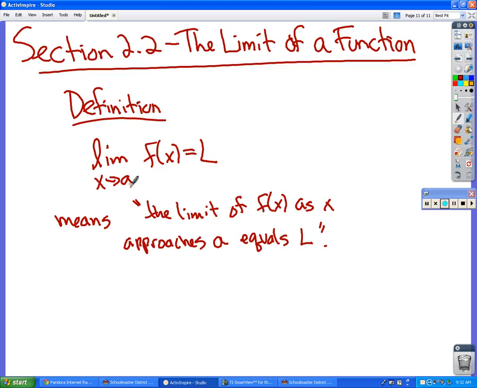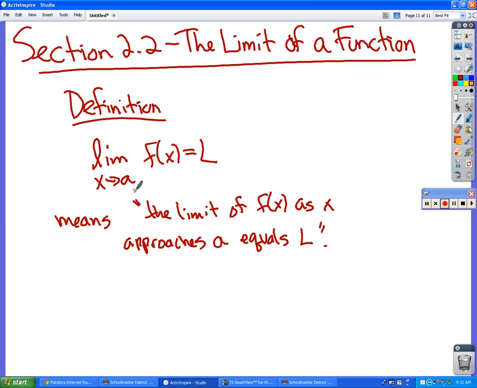So, and then this is the number that X is approaching. So in the last problem we were approaching 1, right? Because we kept picking closer and closer values to 1. This is the function that we're interested in. So in the last problem that was sine of 10 pi over x. And this is the answer that we come up with. Okay? So that's the formal way that you write that whole thing out.